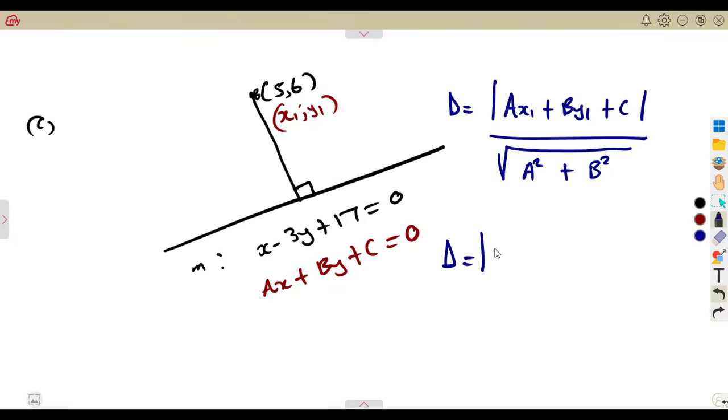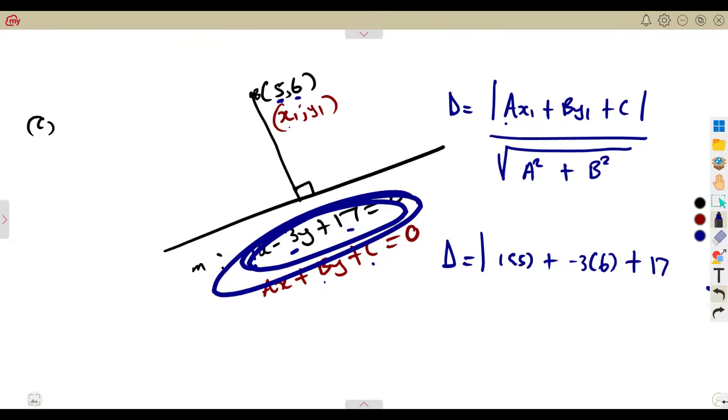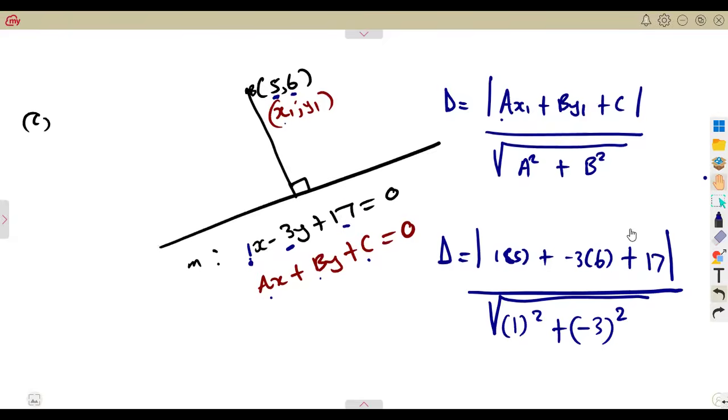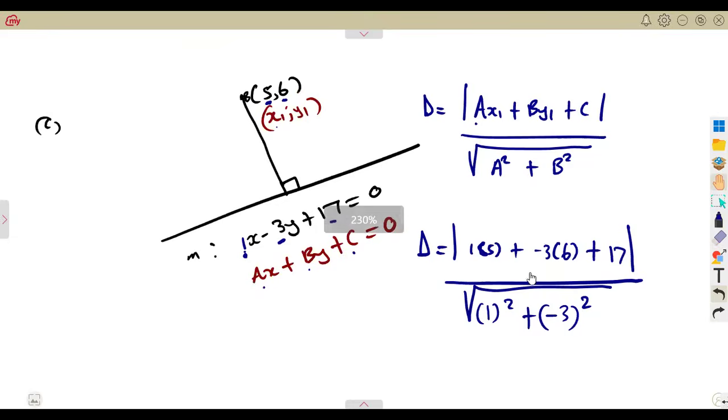So that is the modulus of a, the coefficient of x, which is 1, times x1, which is 5, plus b, the coefficient of y, which is minus 3, times y1, which is the value of y at the point, plus c. Take note of the format: the equation must be equal to 0. If the equation was y is equal to mx plus c, you have to rewrite it in this format. That is our modulus over the square root of 1 squared plus minus 3 squared. So that's it, we are going to obtain the perpendicular distance.